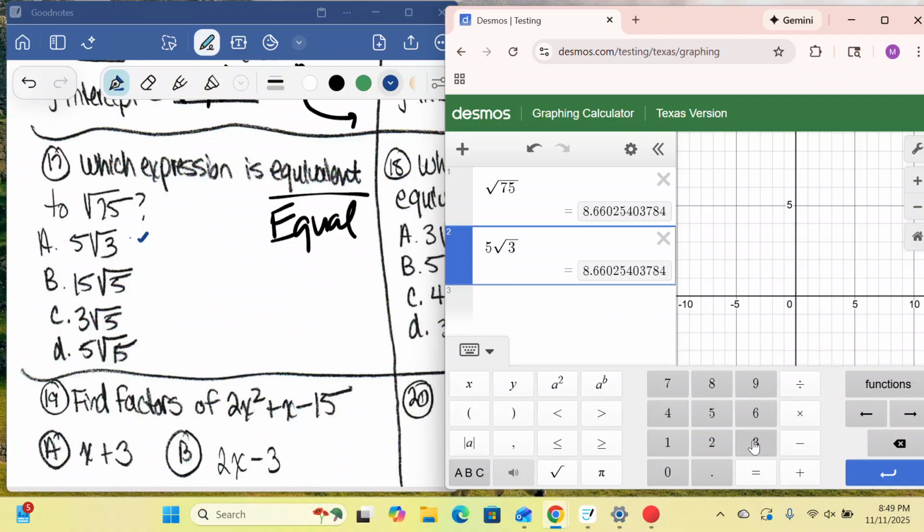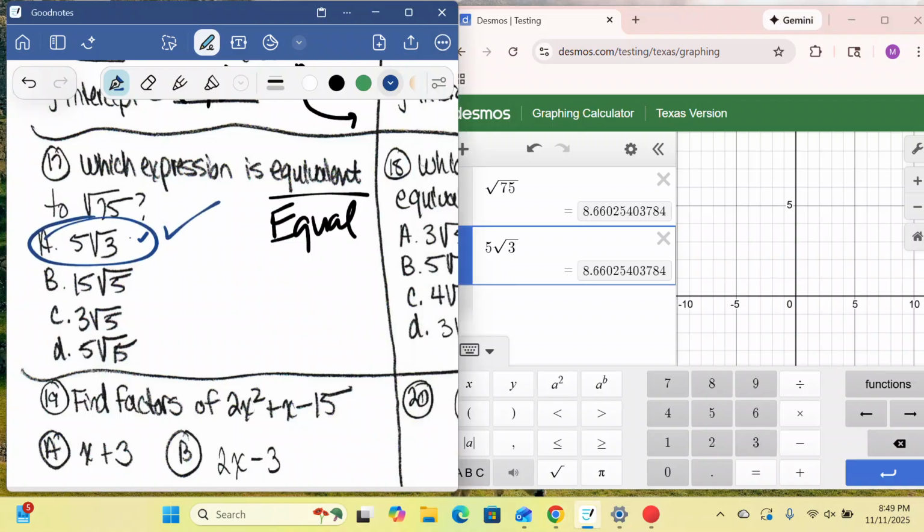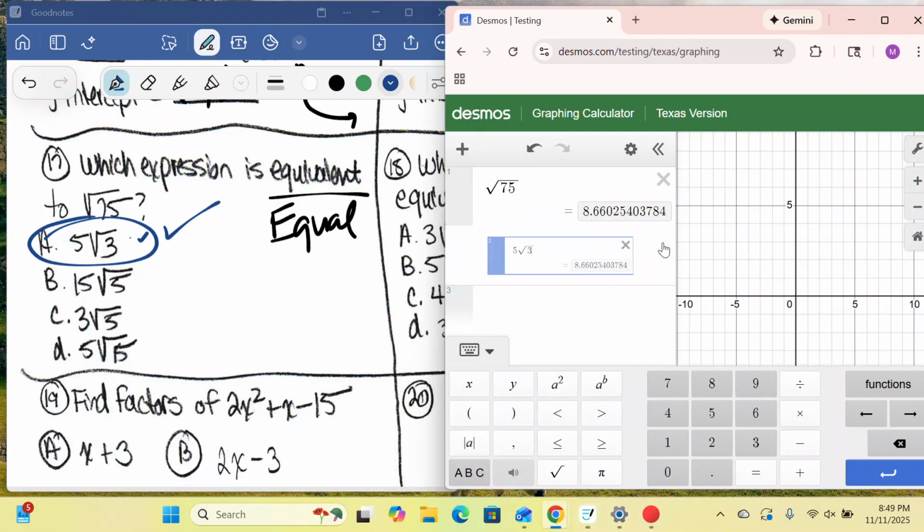8.660254033784. So 5 square roots of 3 are equivalent. So that is an answer. If I want to check the other ones, which I should, I'm going to come back here on space number 2 and check this one. 15 square root of 5.